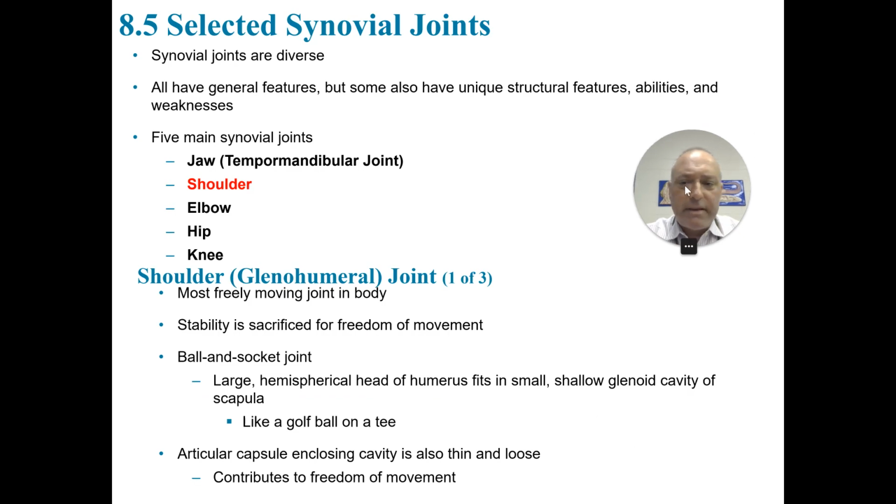Okay, let's now look at the shoulder joint. This would be the glenohumeral joint. It's the most freely movable joint in the body. Stability is sacrificed for freedom, which means its main purpose is to move, and stability comes secondary. It's a ball and socket joint.